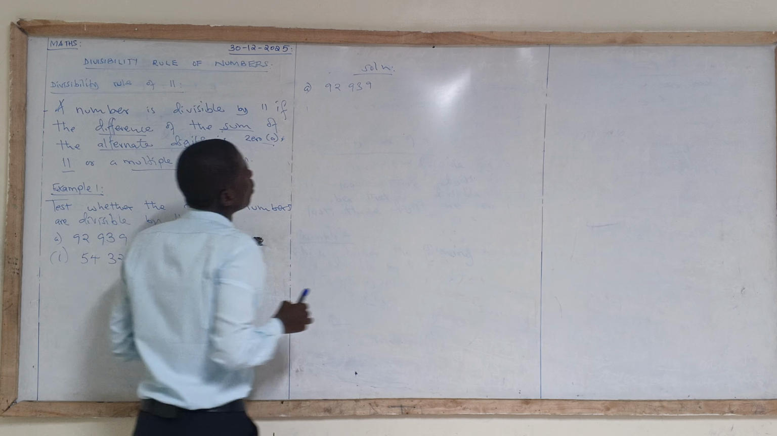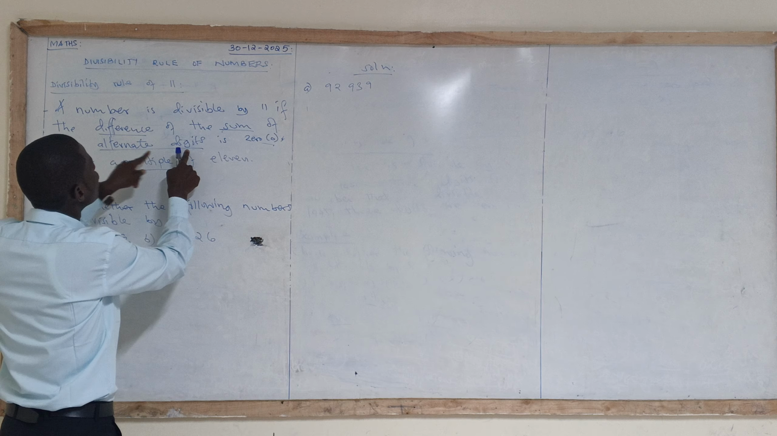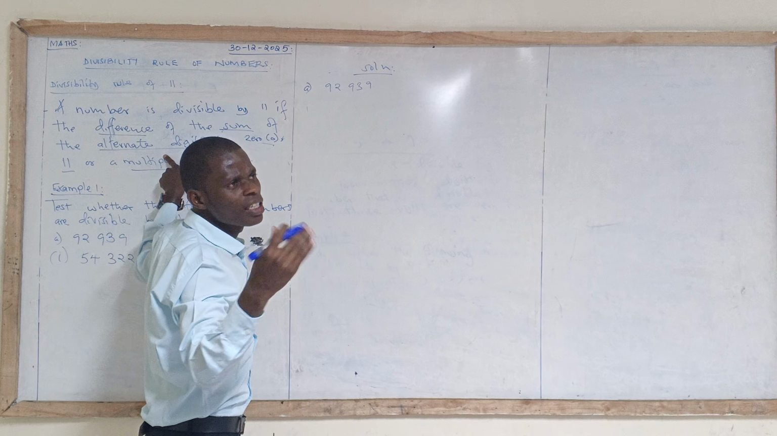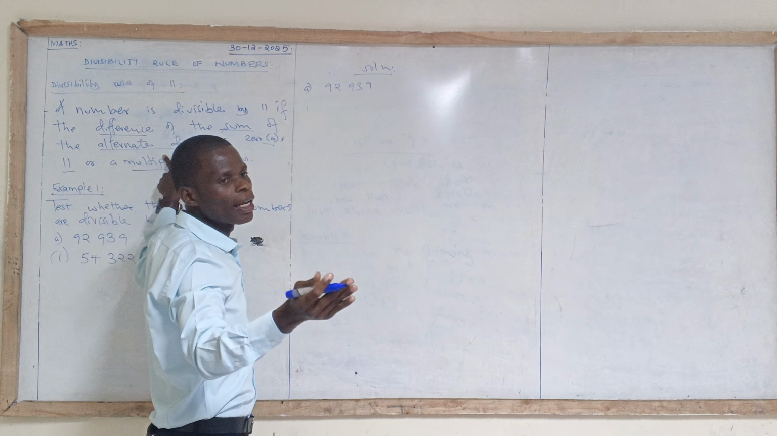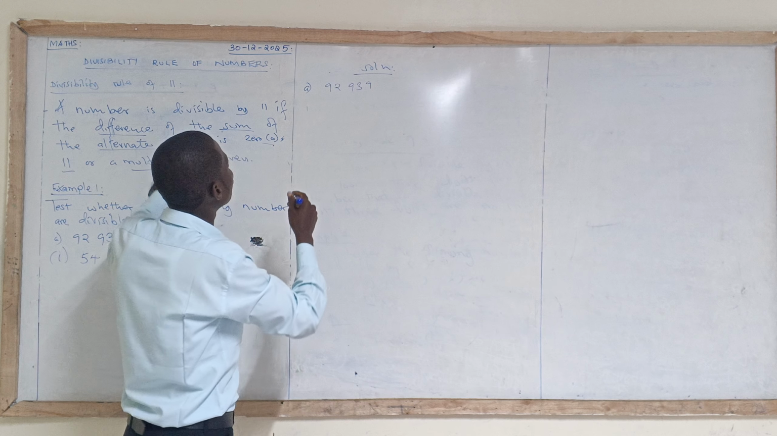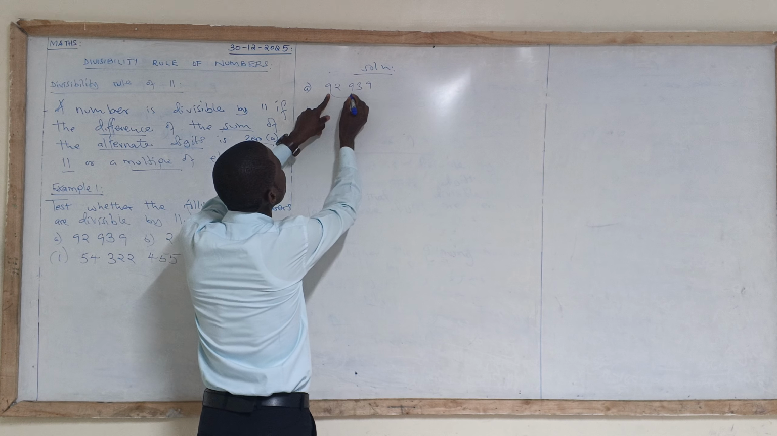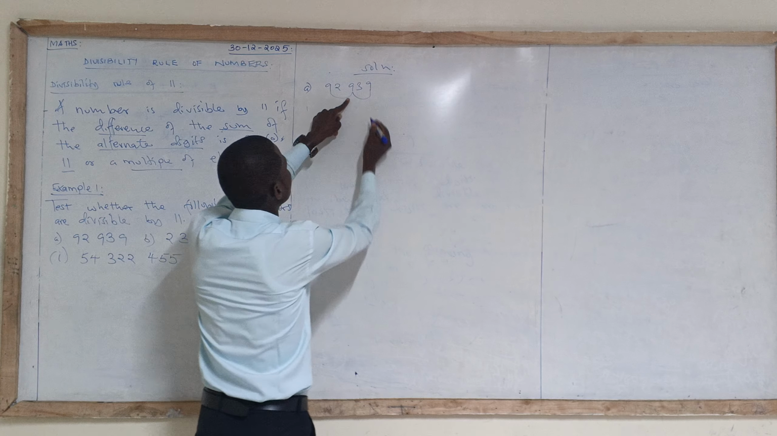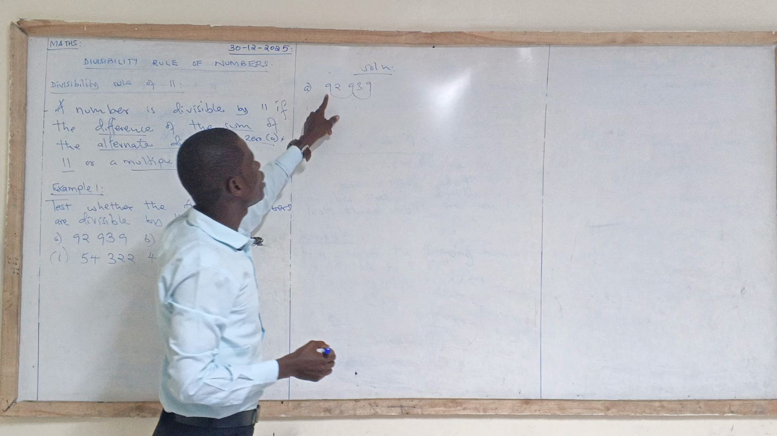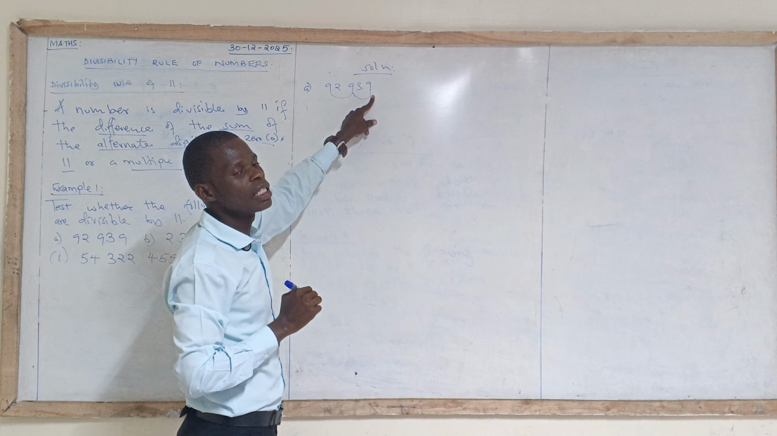92,939. Now, I start from the last. I start from the alternate digits. Alternate digits means you skip one. Work with this one and skip the other one. So if I start with 9, 9 alternates with 9, and this 9 alternates with 9. So we are skipping one, one. That's now alternate.